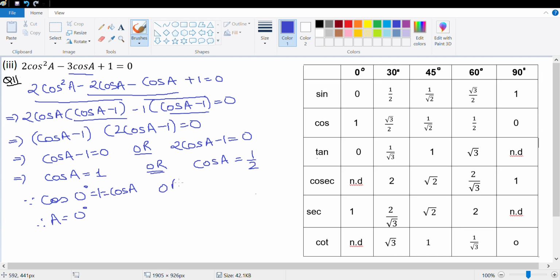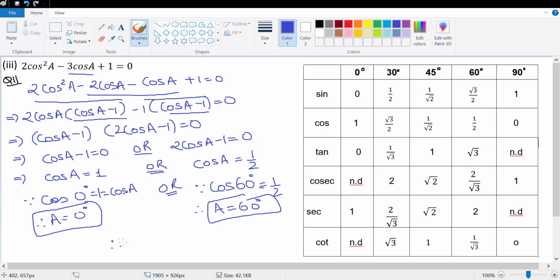The second term can be reduced as, since cos 60 degree is equal to half, therefore a is equal to 60 degree. So we have two values of a, either 0 degree or 60 degree. Therefore a is equal to 0 degree or 60 degree. Let's look at the next question.